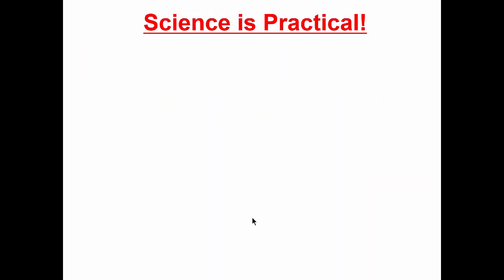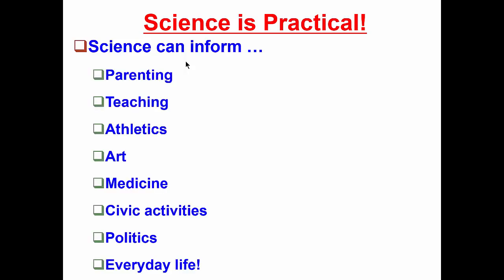Finally, we'll close with this idea. Science is also very practical, and science can provide information. We can think of information as the reduction of uncertainty, and I hope you'll jot that down. Information is the reduction of uncertainty, and we can reduce uncertainty in a broad variety of practical settings. For example, settings that relate to parenting or teaching or athletics, art, medicine, civic activities, politics, everyday life. Science is broadly practical, has many everyday applications.